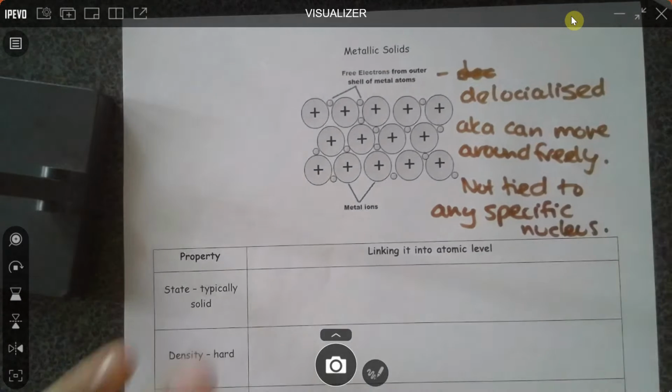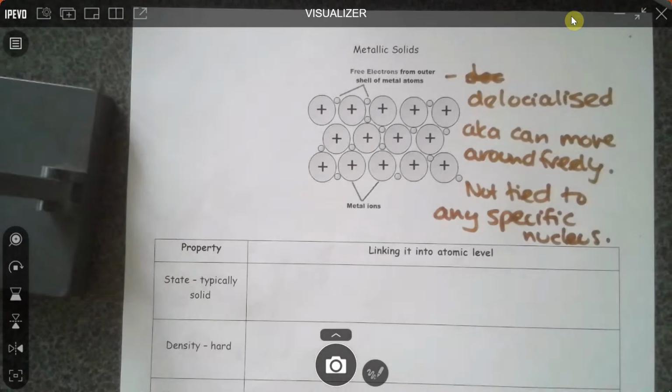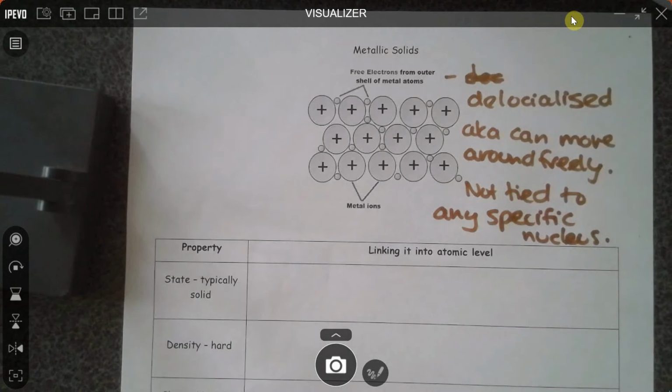Are you good with that so far? That's going to help me figure out why it has certain properties. So the first property is the state. State-wise, what do we normally see metals at room temperature? Solids. Can we explain why it is a solid?